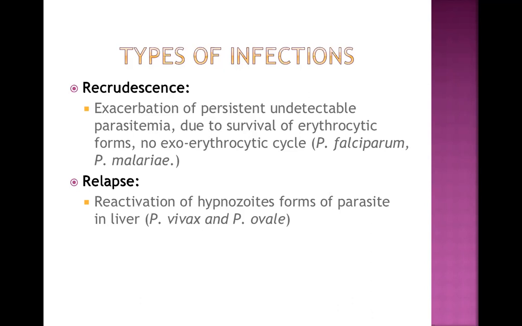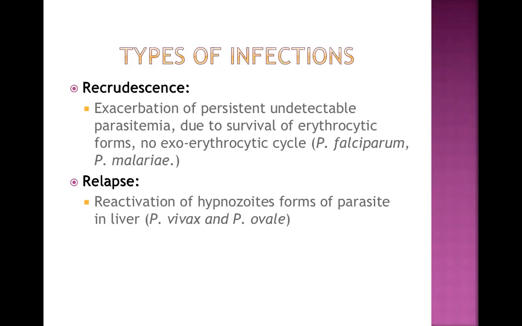Suddenly the same person will develop fever again. This is called recrudescence. The disease has not disappeared from the blood or from the body, and somehow the disease severity has come back. This is recrudescence, and this occurs due to survival of erythrocytic forms, and there is no role of any exoerythrocytic forms in this condition. So the common organisms where recrudescence occurs are falciparum and malariae.